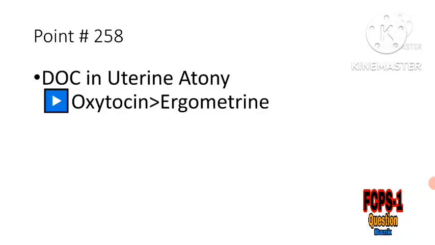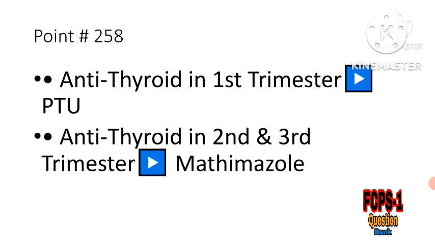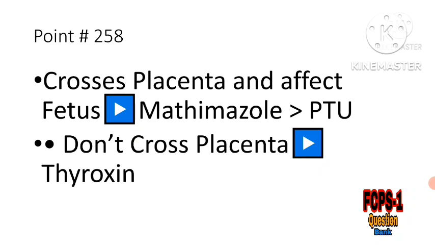Next, drug of choice in uterine atony is oxytocin. If it is not present in the option, then choose ergometrine. Antithyroid drug in first trimester is PTU, propylthiouracil, and the antithyroid drug in second and third trimester is the methimazole. Next, which of the following drug crosses the placenta and affect the fetus is methimazole. Although both methimazole and PTU cross the placenta, the one that affects the fetus is the methimazole. So always choose methimazole over PTU. And thyroxine, remember, thyroxine does not cross the placenta.